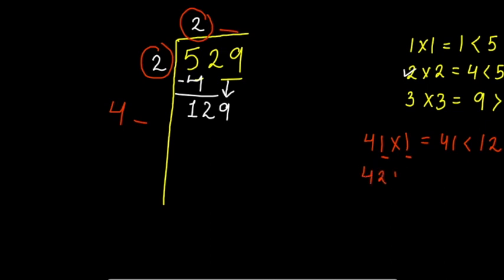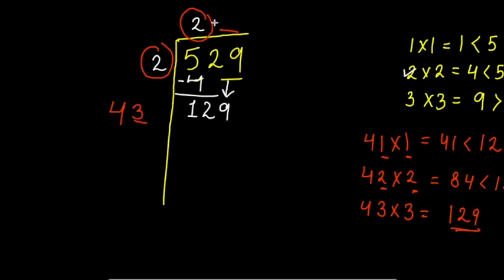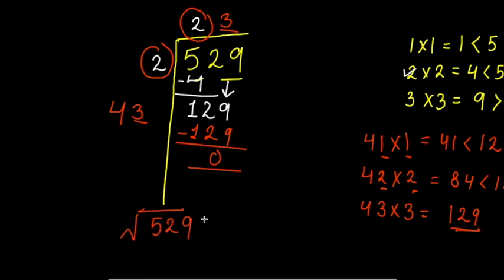I'll try next 42 into 2, again 2 and 2. So this is how much? 84, again very much less than 129. If I take 43 into 3, this gives me 129, which is exactly equal to what I want. So I put it here 43 and then 43, 129, take the difference which gives you 0. So I can conclude the square root of 529 is equal to 23.